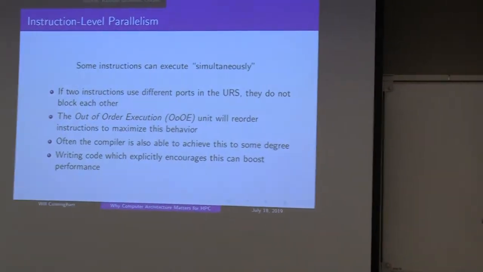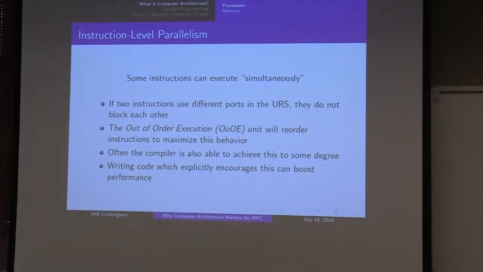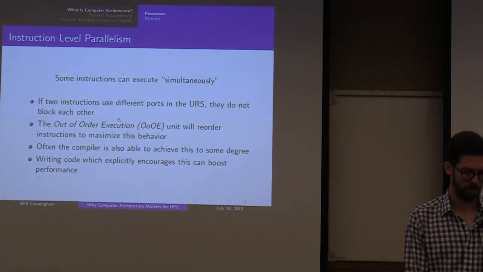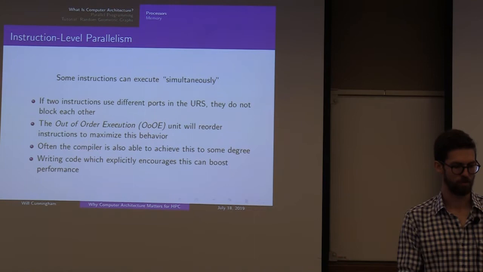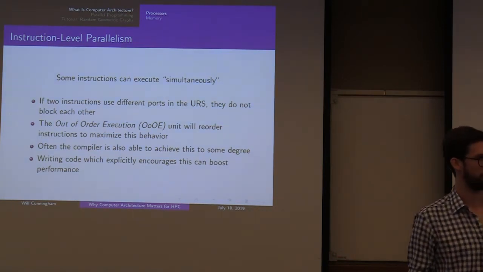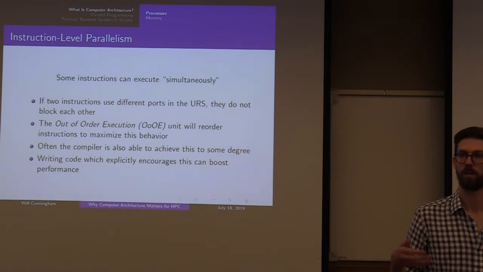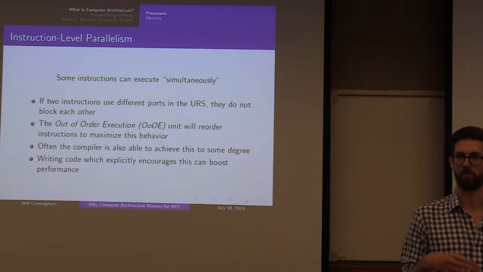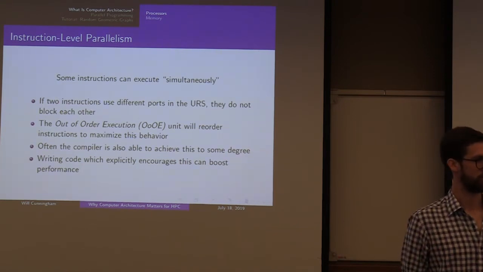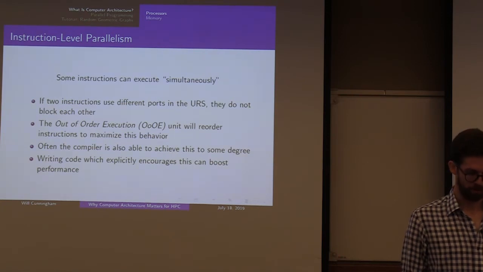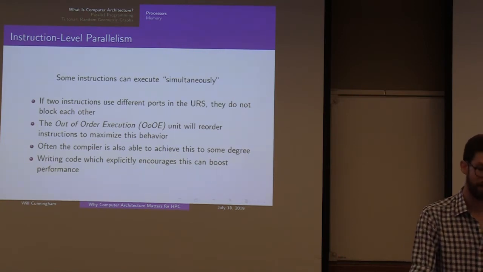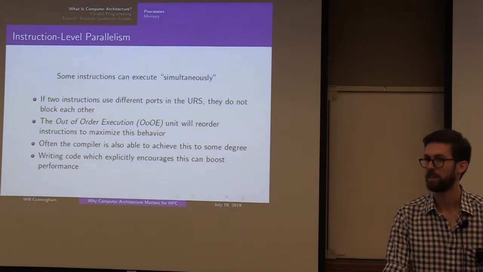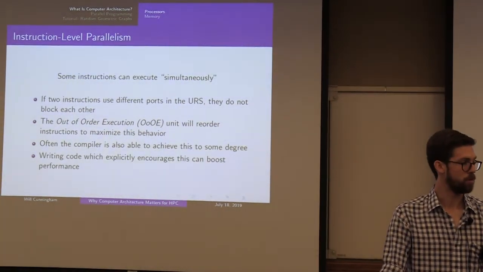So I mentioned that because of these different ports, we have this instruction level parallelism. In the unified reservation station, they use different ports, they don't block each other, and there's this out of order execution unit which will reorder the instructions dynamically in order to maximize this behavior. So if your code is running and it's a very long simulation, then as it's running, the processor will be able to find the patterns in the instructions and optimize this. As I mentioned, the compiler is very helpful with this. But at the same time, if you write code which explicitly encourages this, then you can boost performance.